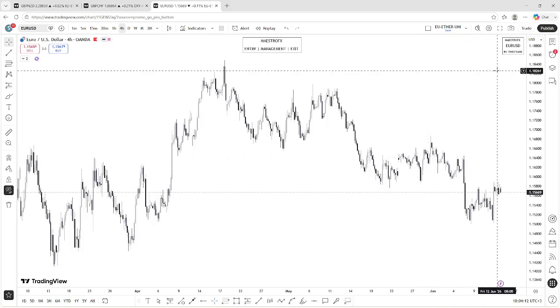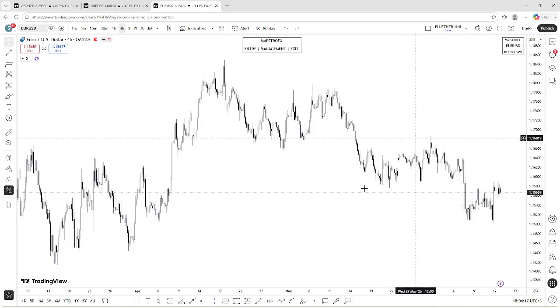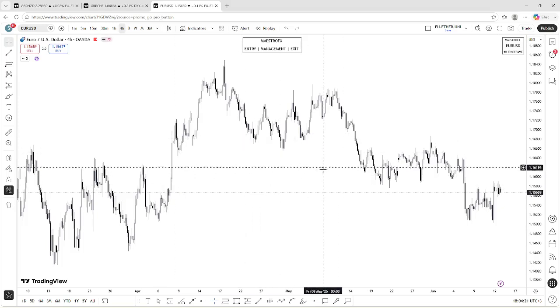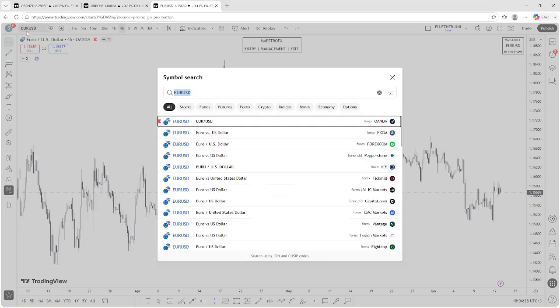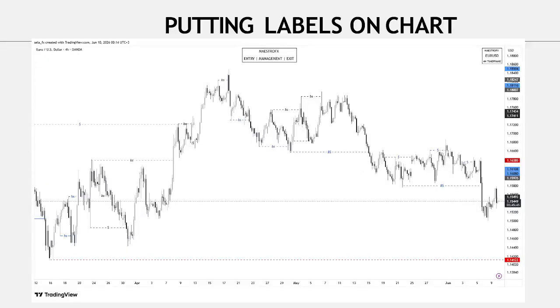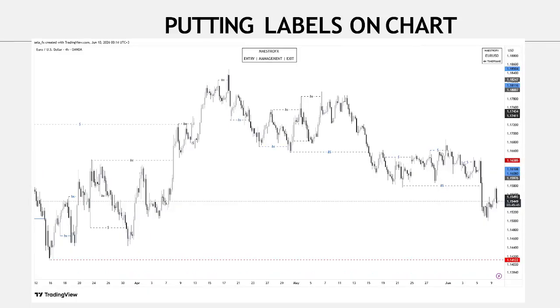Now that we've set up our charts on TradingView, you can analyze any instrument that you want here. You can come here and search maybe gold. This is the market without the labels. This is the market after putting labels on the charts.